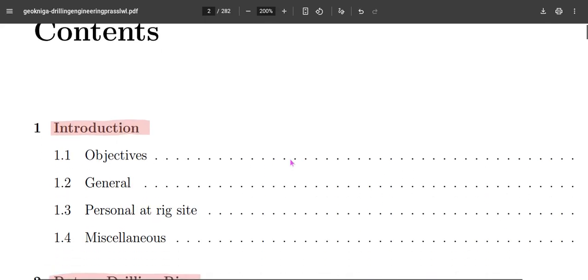Chapter 1 is about Introduction to Drilling Engineering. What are the objectives of drilling? What are the general types of drilling? And what are the technical persons involved while drilling, and other miscellaneous concepts like what are the classifications of drilling wells based on the depth.